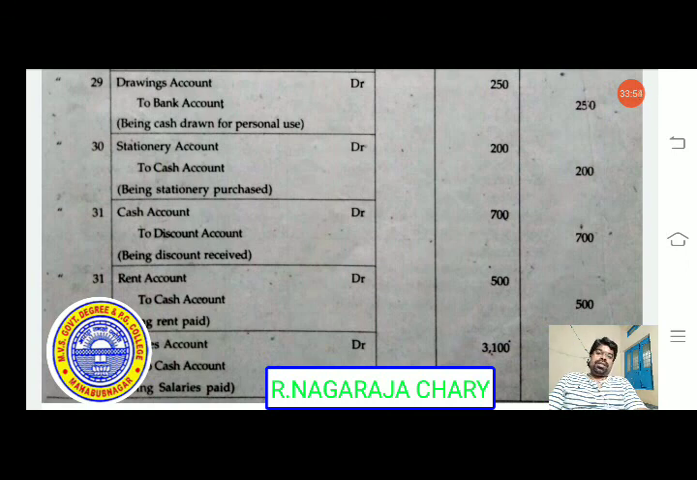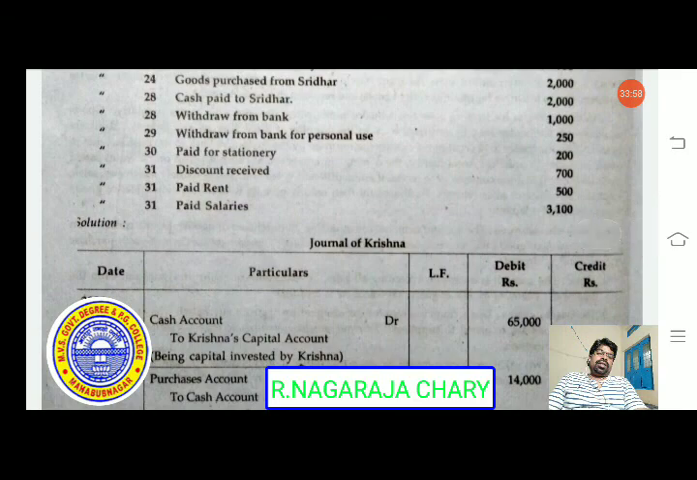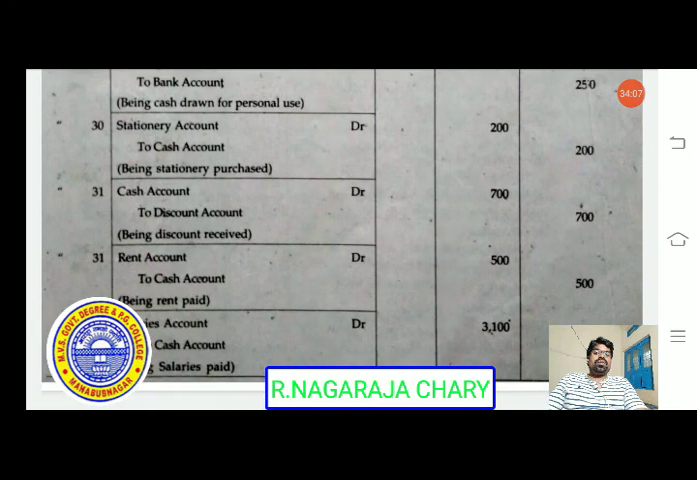Okay. Next, on 31st, discount received, that is 700 rupees. So, we see cash account debtor to discount account. When we are receiving discount, that discount is treated as income. So, income comes under nominal accounts. So, that is why this discount is to be credited according to nominal accounts.